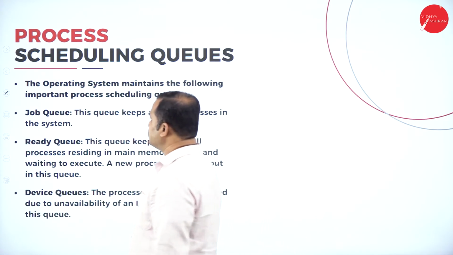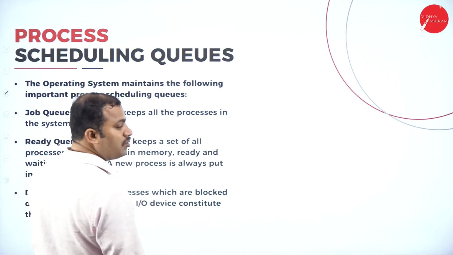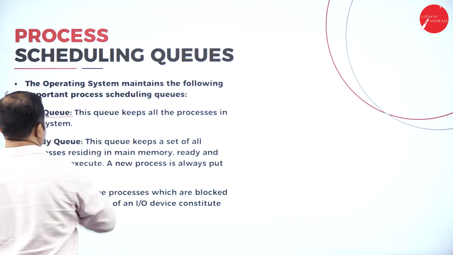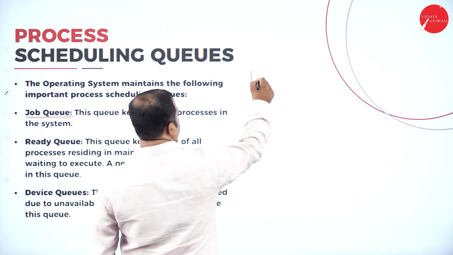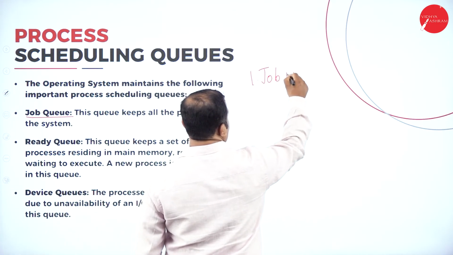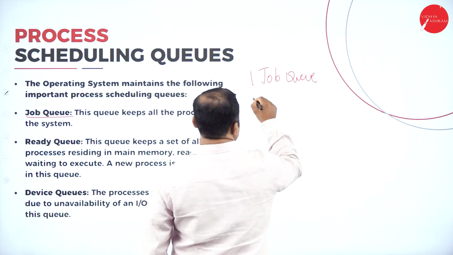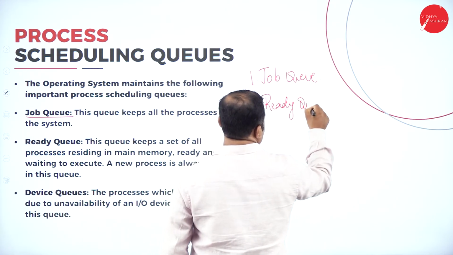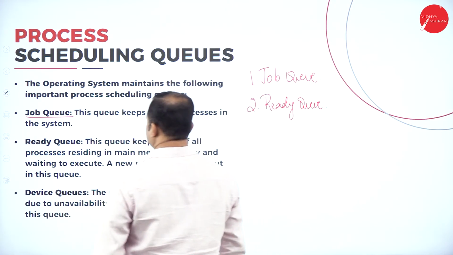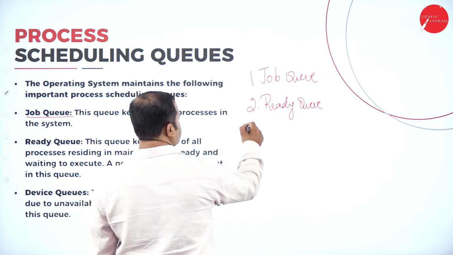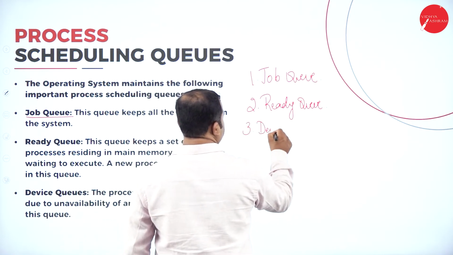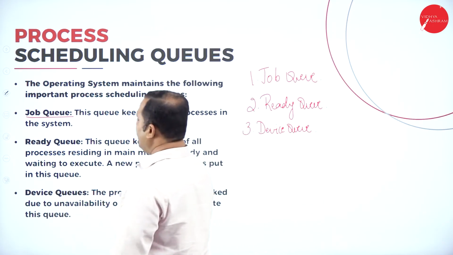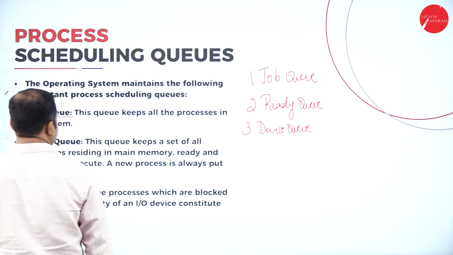If that is the case, the operating system maintains the following important types of scheduling queues. The first one is job queue. Second one is ready queue. Third one is device queue. We have these different types of queues here.